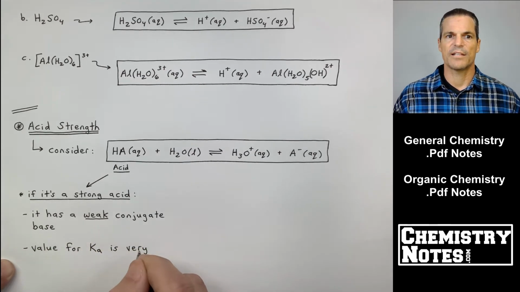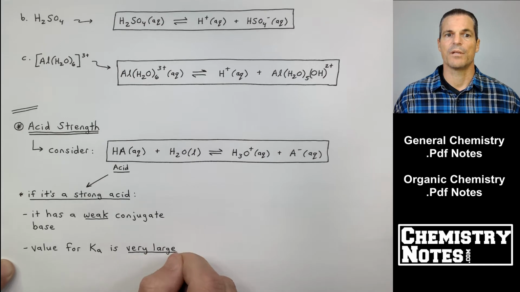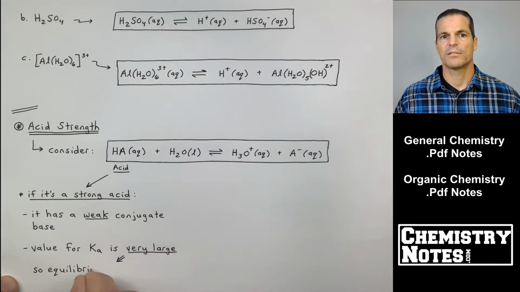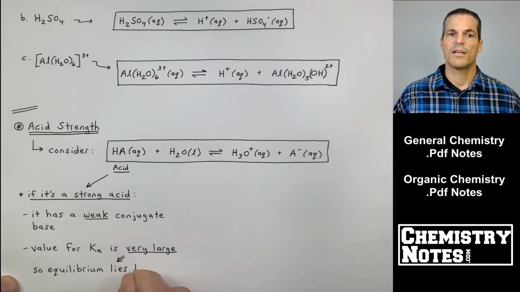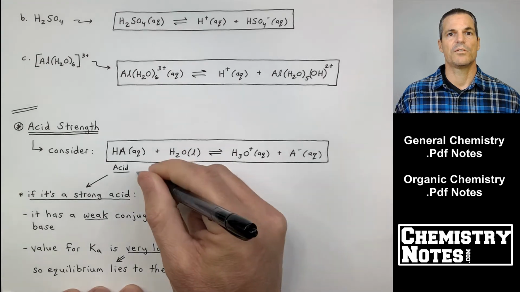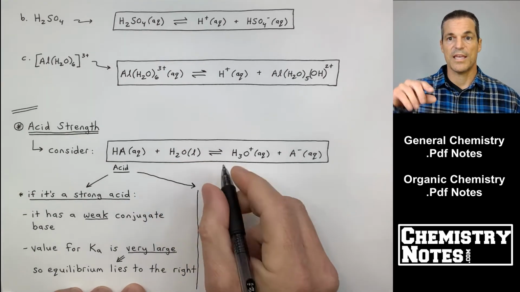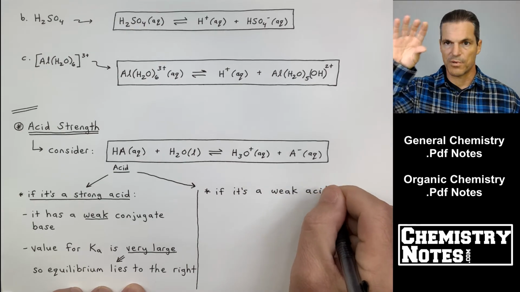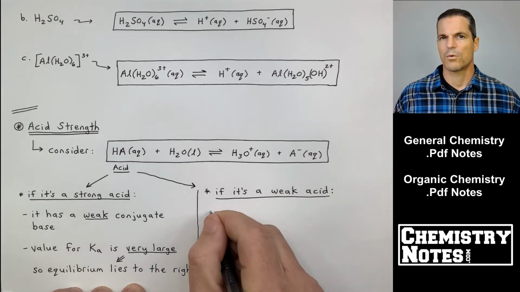base. Okay, that's the new, and you should commit that to memory. Strong acids have relatively weak conjugate bases. Okay, strong acids have Ka values that are very large. So equilibrium lies to the right. Remember, Ka is products over reactants. So if Ka is large, that product's concentration would be quote unquote large.